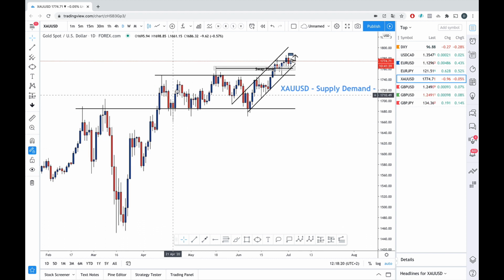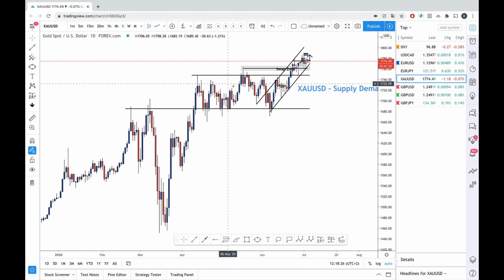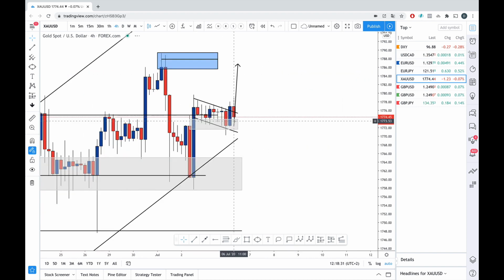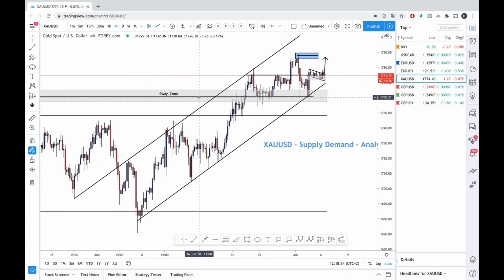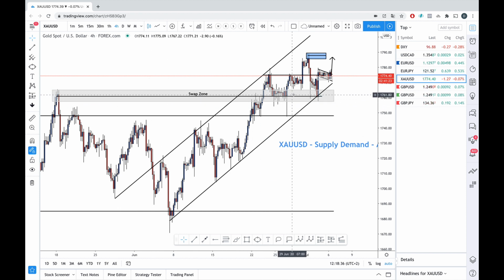So I've defined here these two important support resistance levels because we were in this range. We broke out, and now on the H4, we could see how the price massively reacted to the swap zone because I made an analysis last week about this long opportunity here, and price went crazy to the upside. Now again, it went down to this swap zone, and price is again moving upwards.